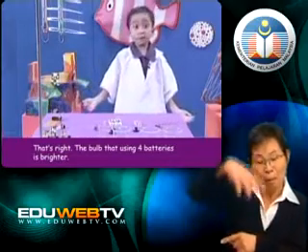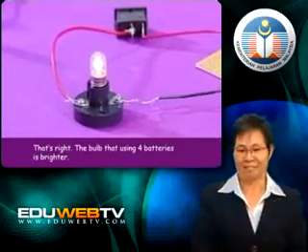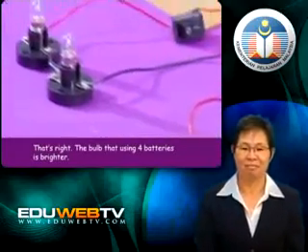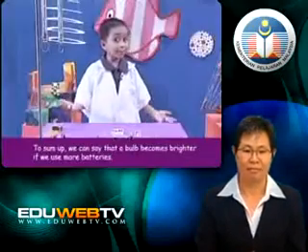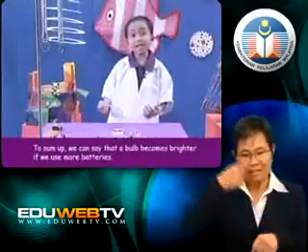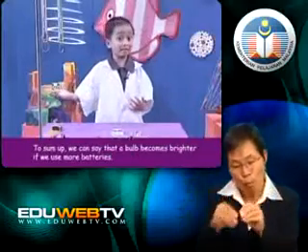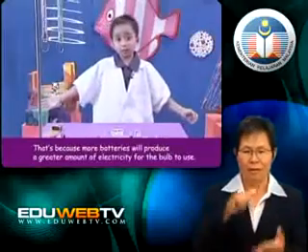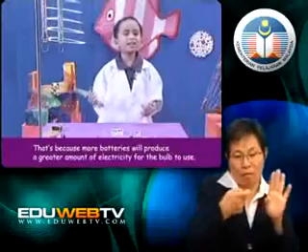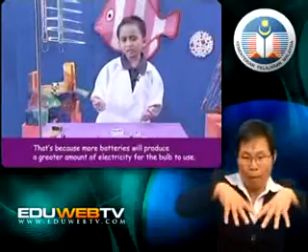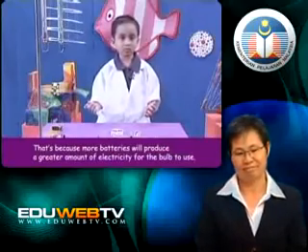That's right. The bulb that is using 4 batteries is brighter. To sum up, we can say that a bulb becomes brighter if we use more batteries. That's because more batteries will produce a greater amount of electricity for the bulb to use.